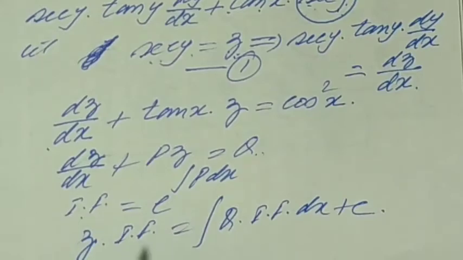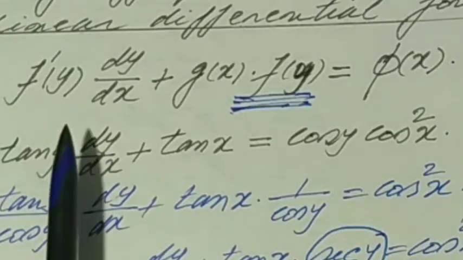As I have created a dedicated video for linear differential equations, I'm not going to explain it in detail. You can try it yourself. So there are only these two forms which can be reduced to linear differential form. One is Bernoulli's equation and the other one is this equation, f dash y dy upon dx plus gx into fy is equal to phi x.